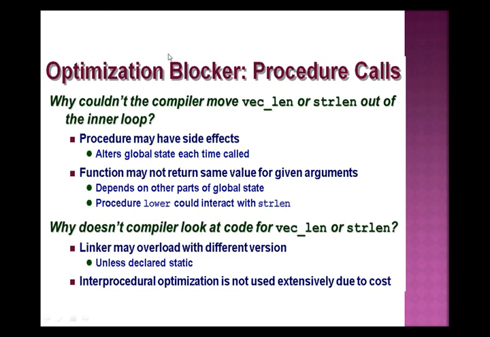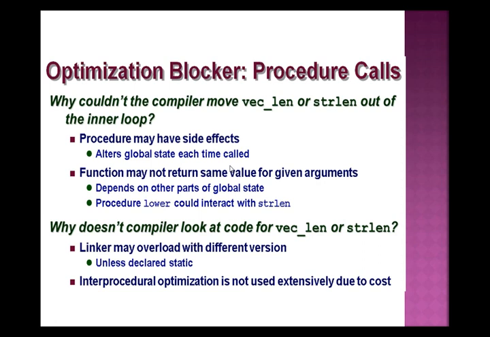This says, why couldn't the compiler move vec length or strlen out of the inner loop? What is the reason the compiler itself doesn't move the function out of the inner loop? The main reason is that a procedure may have side effects: it alters global state each time it is called. Whenever we call the procedure, it may alter the global state or an outer value.